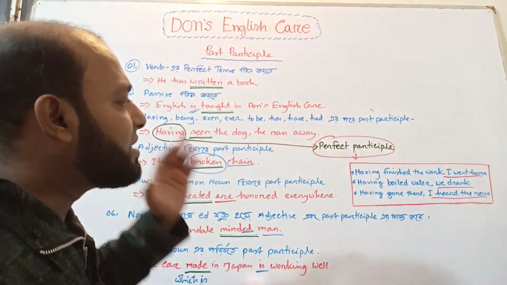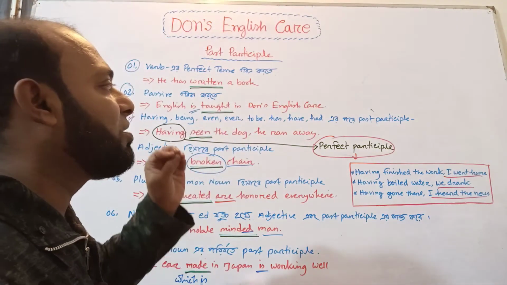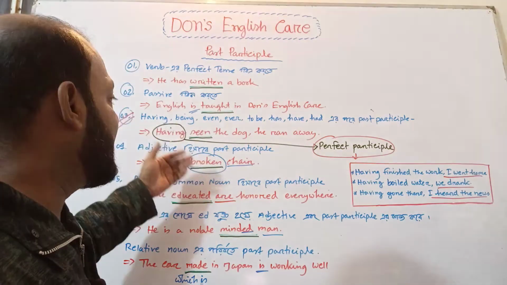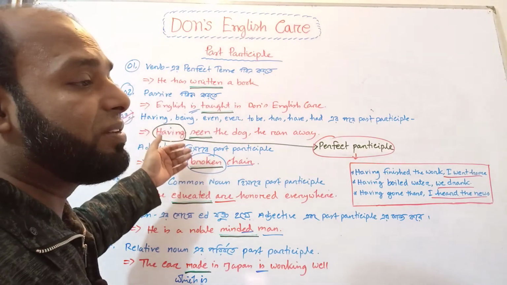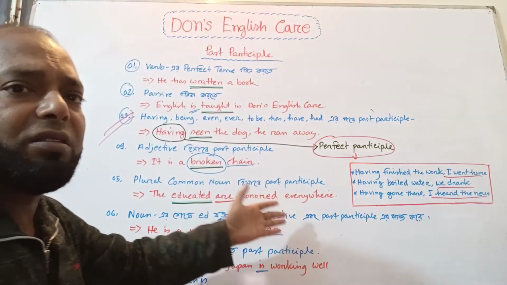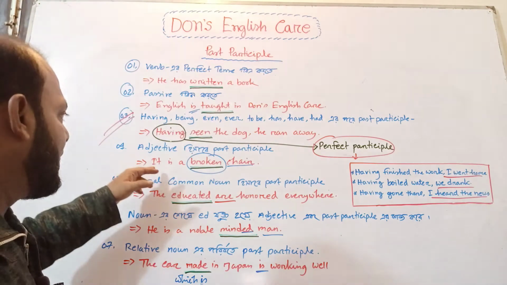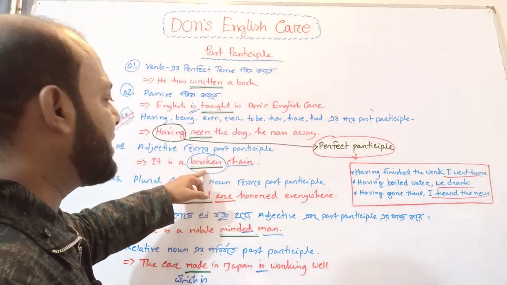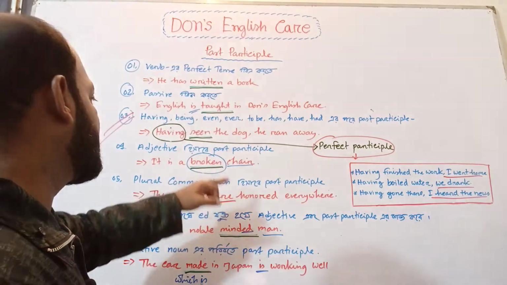But we can say here it's perfect participle because this is a kind of precondition of observing or understanding the figures. After having, if we see verb 3, we can call it perfect participle. Also, we can call it past participle. And it is a broken chair. Here the broken works as an adjective, so we can call it past participle.